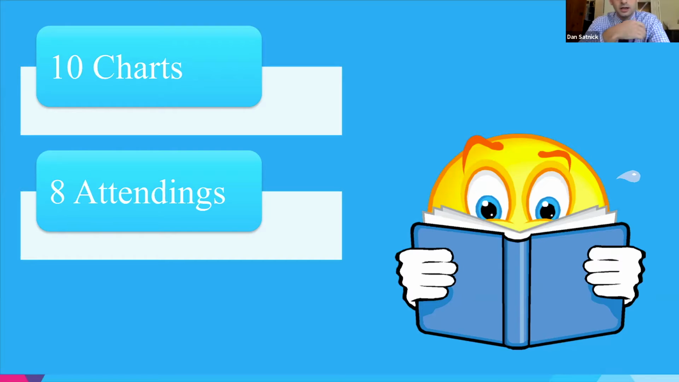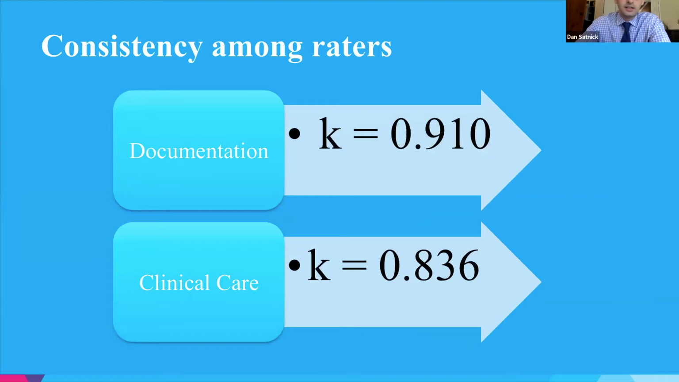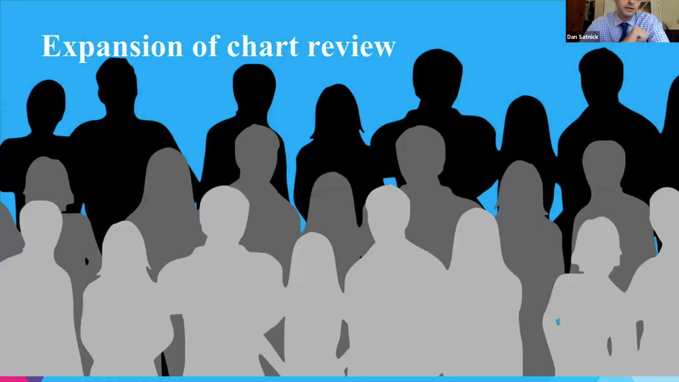Our attendings then took these charts and reviewed them using the scoring tool, and we looked at the consistency among raters using the Shrout-Fleiss relative fixed set mean kappa scores. As you can see here, the kappa score showed excellent consistency among the raters for both documentation and clinical care. And as such, we concluded that a modified, simplified QI scoring rubric demonstrated consistency among experienced attending physicians, and we went ahead and used it as a standardized tool for departmental review.